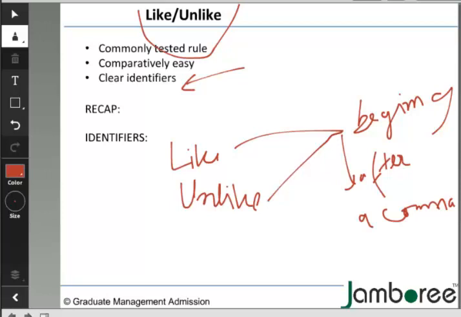And once you have identified that, then remember our structure of the sentence. You just have to compare these two boxes. That's it. That's how easy it is.